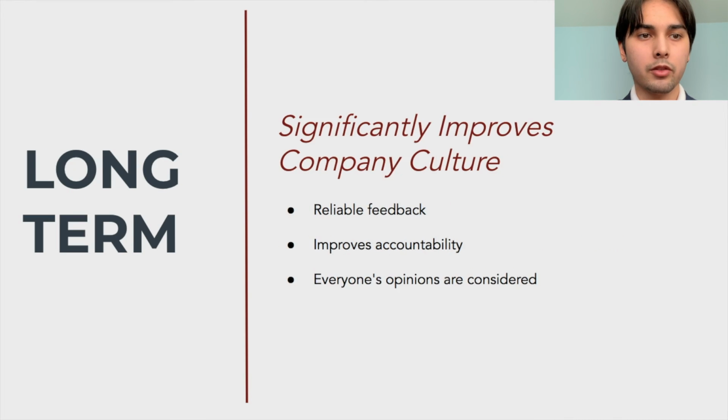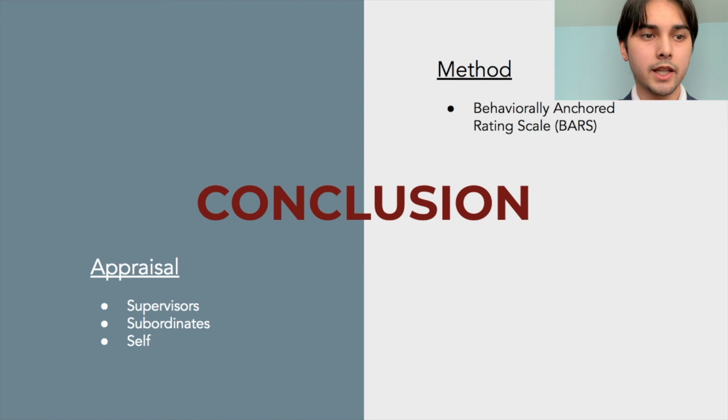How this solution will impact the firm in the long run is that it will strengthen the firm's company culture through a system of more accurate accountability and feedback, as this solution ensures that everyone's opinions are considered and feedback is accurate. In conclusion, the employees that should be included in the appraisal system are the supervisors, subordinates, and oneself, because this ensures everyone's opinions are considered and reduces bias. Furthermore, the behaviorally anchored rating scales appraisal method ensures that feedback is useful because it's specific to the job and easier to compare performance among employees.